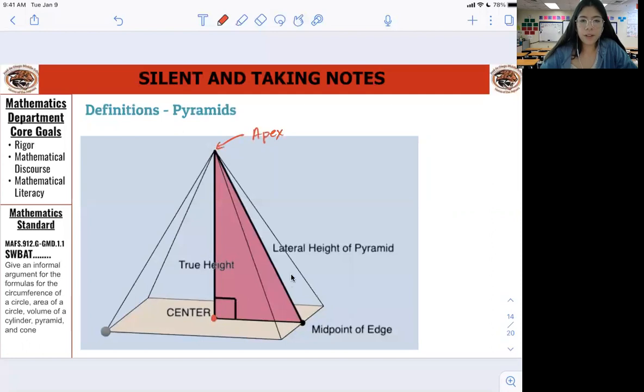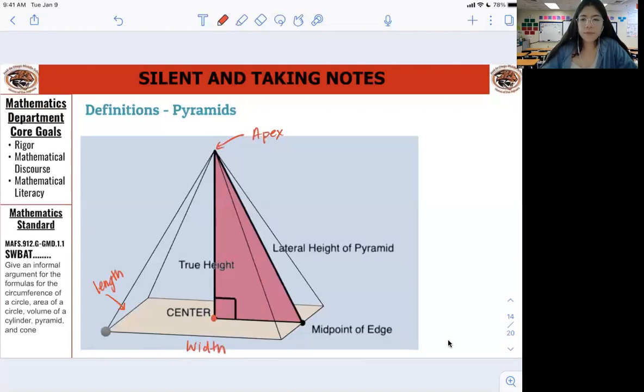So the lateral height is kind of like the slanted edge of the pyramid, but the true height, the actual height, is inside of the pyramid. It's from the center of the base up to the apex. That would be the height. And then the base, as always, has a length and a width.